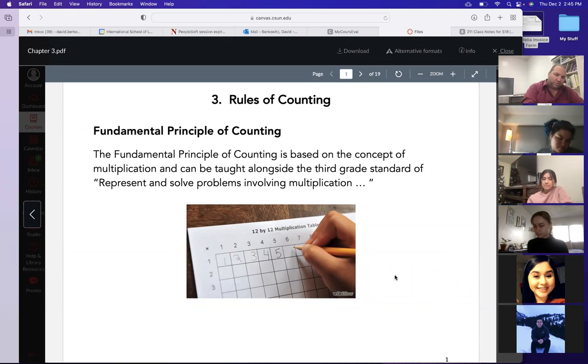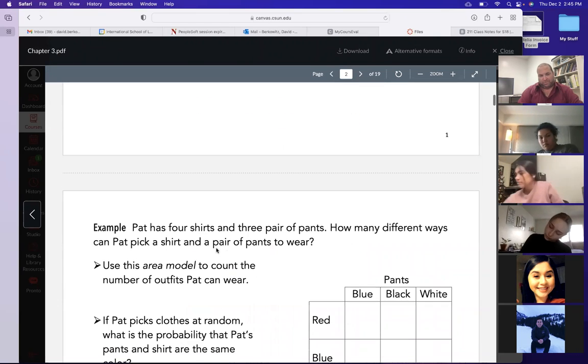All right, so chapter 3, rules of counting. So we start with the fundamental principle of counting. It's fundamental. Basically, if Pat has 4 shirts and 3 pants, how many different ways can Pat pick a shirt and pair of pants? The answer is 4 times 3, 12. The principle of counting is if you have a certain number of ways of doing one thing, and a certain number of ways of doing the second thing, and the third thing, and the fourth, and the fifth, and the sixth, and so on, in succession, and you want to know the total number of ways of doing them all, you just multiply them.